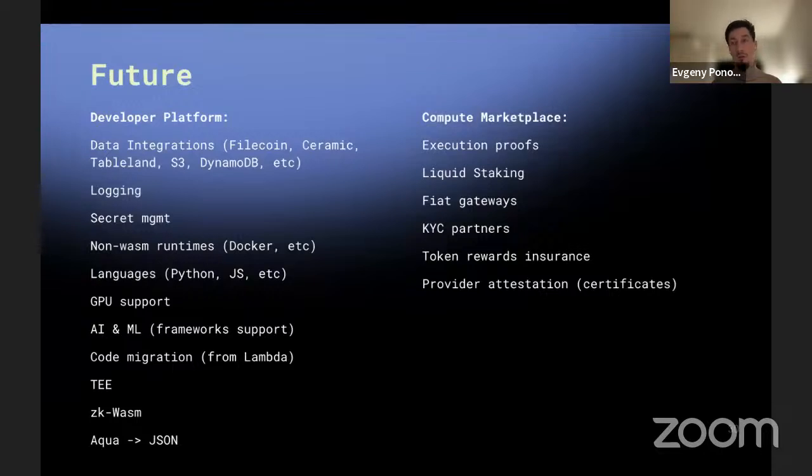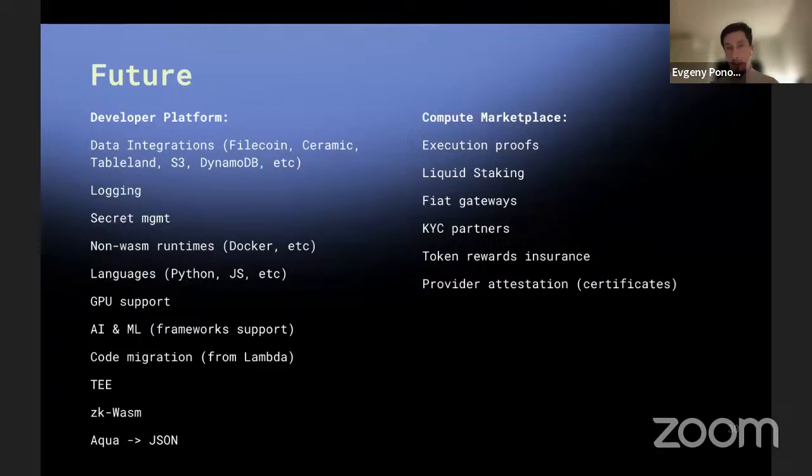The future is actually quite big. The future roadmap is huge. We are trying to limit the mainnet scope as much as possible, so we deliver it and it works. A lot of features may not be included in mainnet, and we will deliver them over the next years. It includes a lot of things on the developer platform side, like integrations with other runtimes like Docker, because right now we only have WASM, new languages, and a lot of different features.